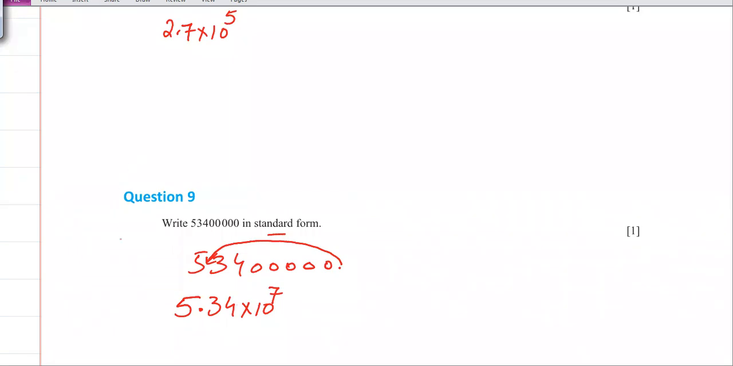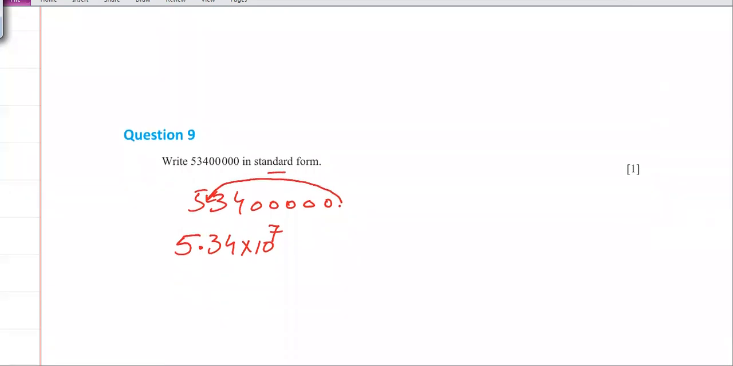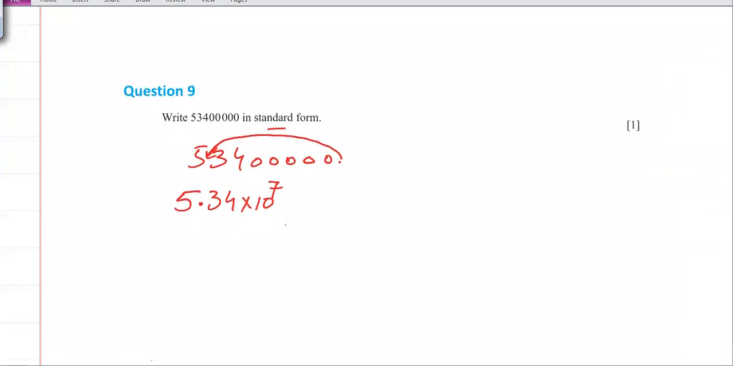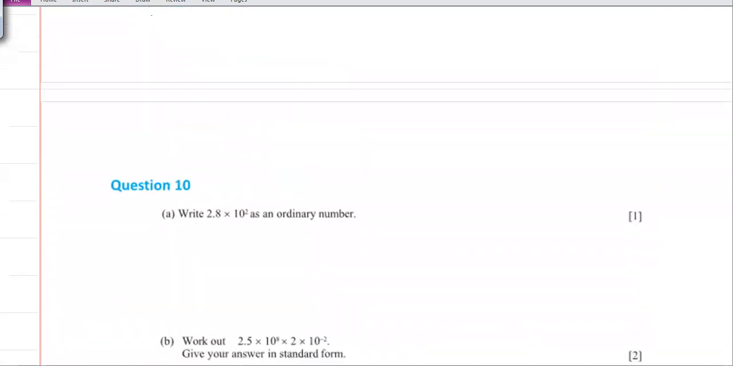If they are on the left side of the decimal point, then they don't have value. If they are on the right side, then they have the value for the whole number. That's why we are counting and we will write 10 to the power 7.